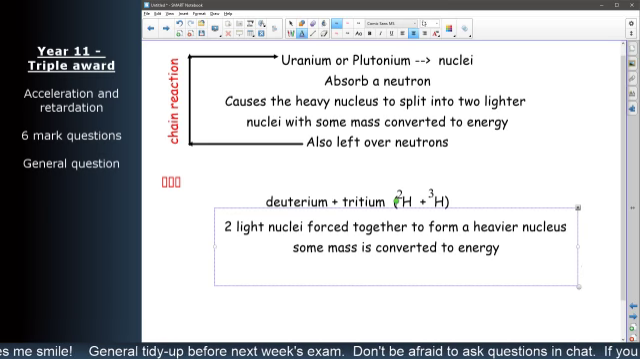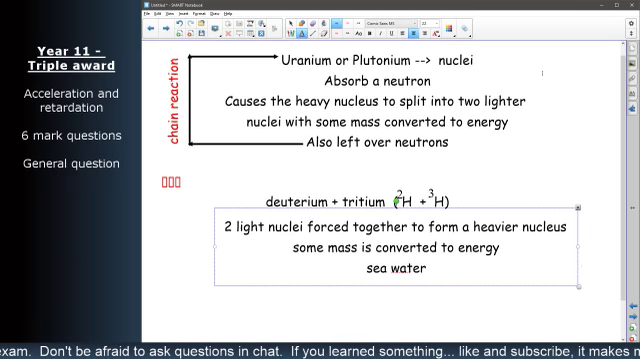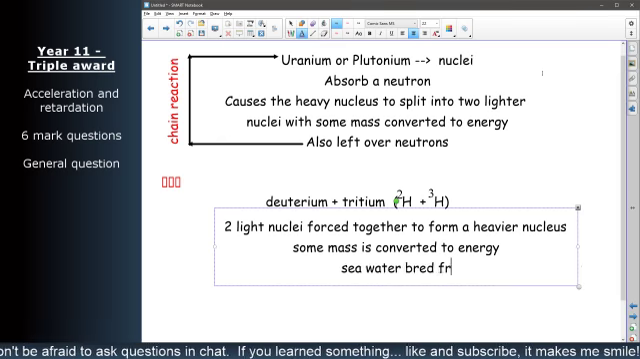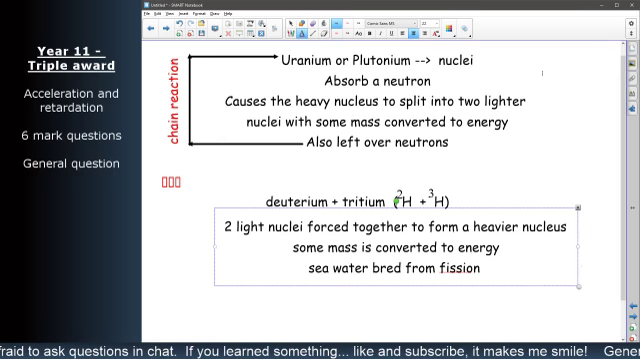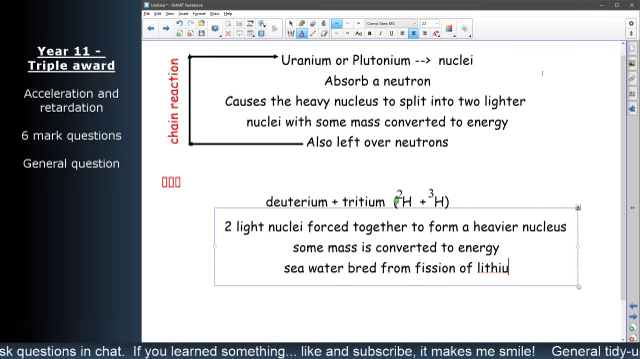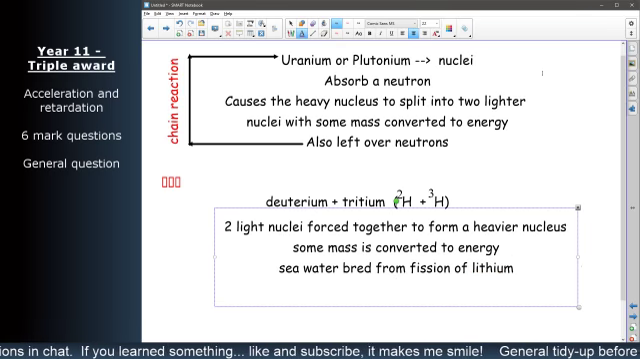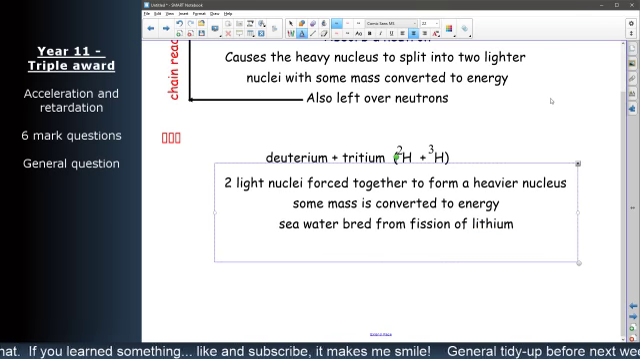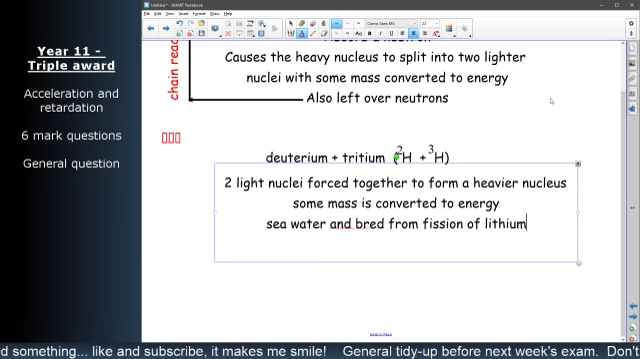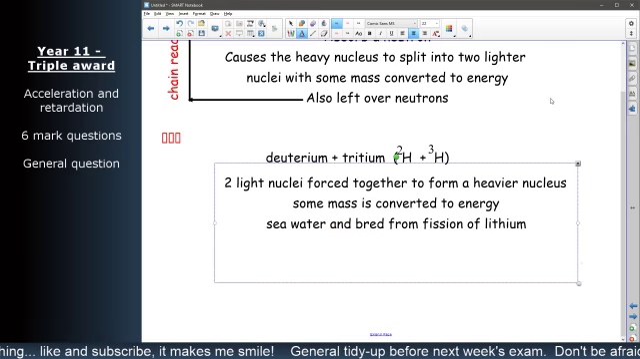That is the process. There's no chain reaction involved here, so we tend to talk about either doing the equations for it, or the difficulties with it. So where do we get these things from? We can get some of it from seawater, and we can get some of it bred from fission of lithium. Which sounds interesting, but it can be done. So seawater, and there should be an 'and' in there because we don't breed seawater from lithium. So that's how we get our fuel.